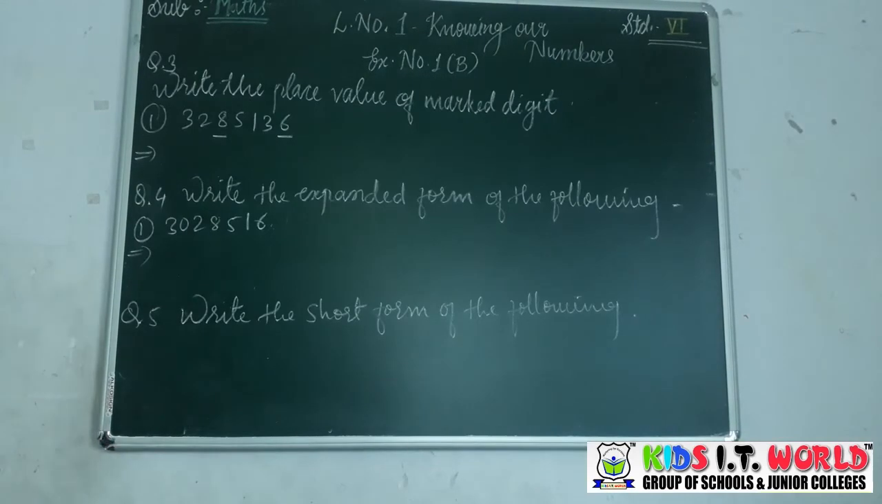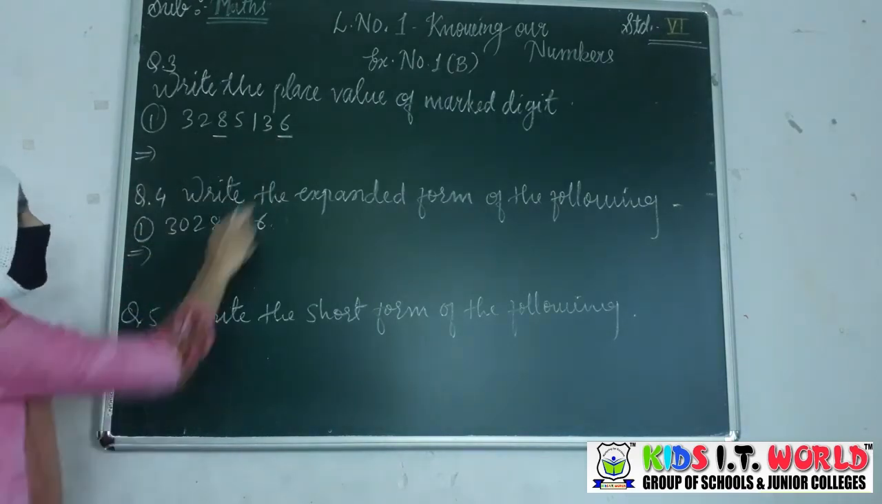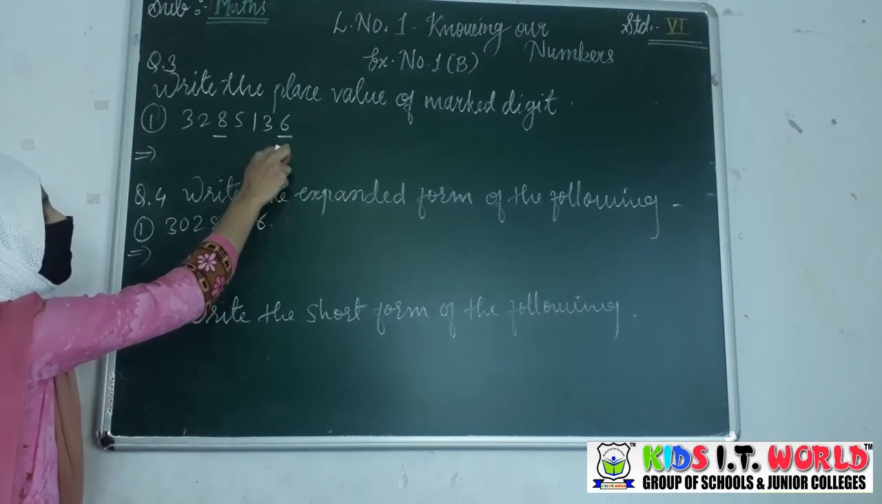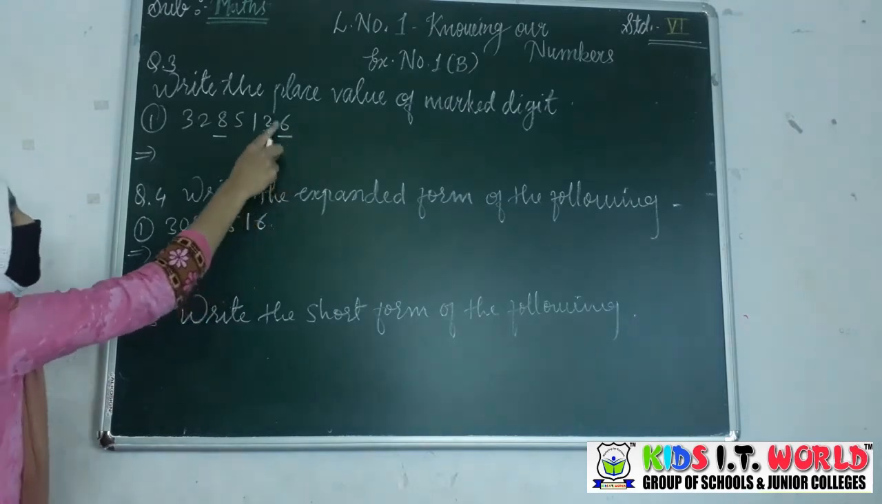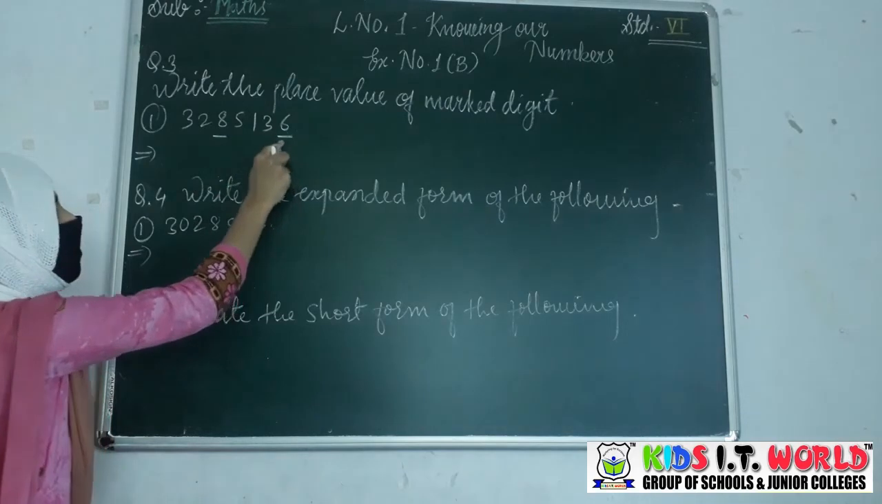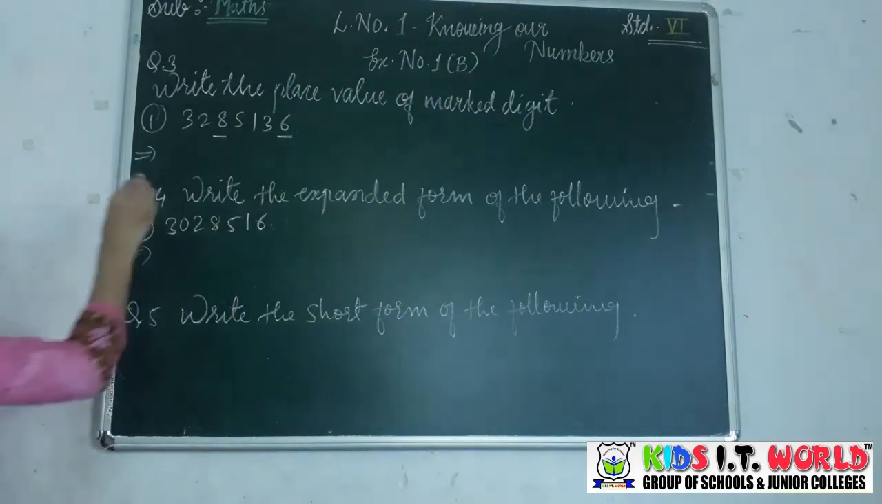Now here the question number 3, write the place value of the marked digit. I told you how to write the place value of the marked digit. Place value of the digit depends upon its position. So here you have to find out the place value of 8 and 6. So first of all we will see from the 6. What is the position of 6? It is on the ones. So place value of the 6 will be 6 only.